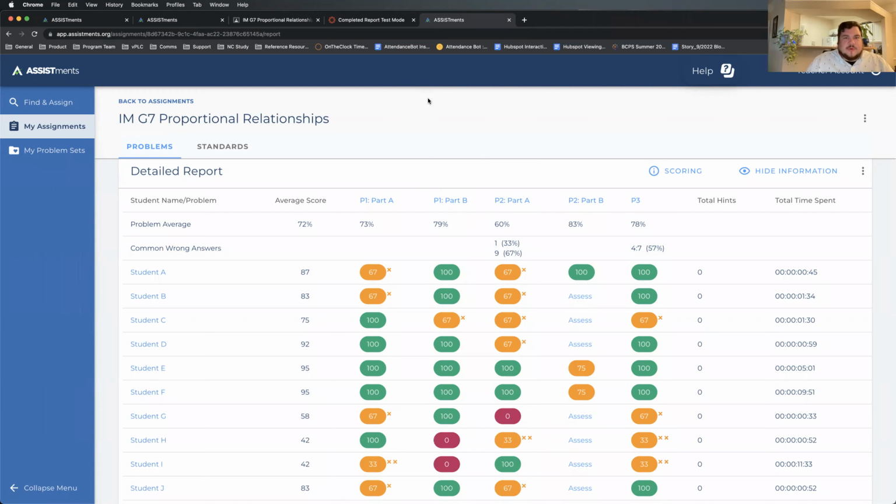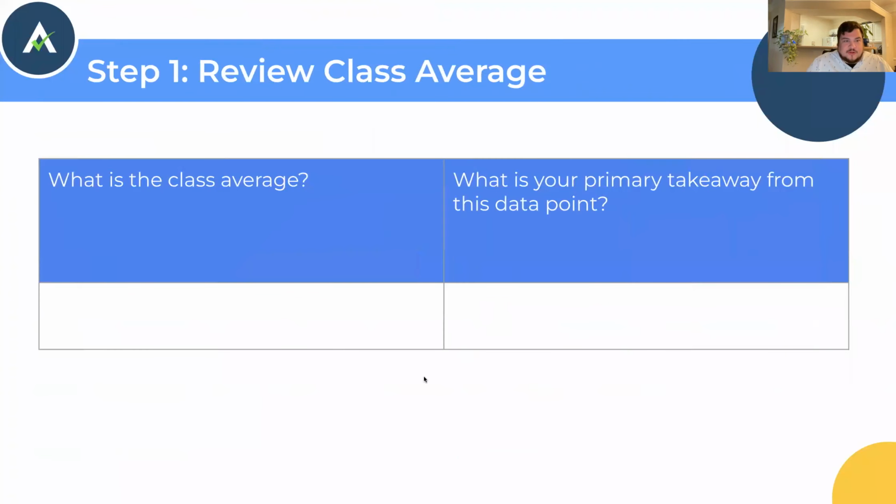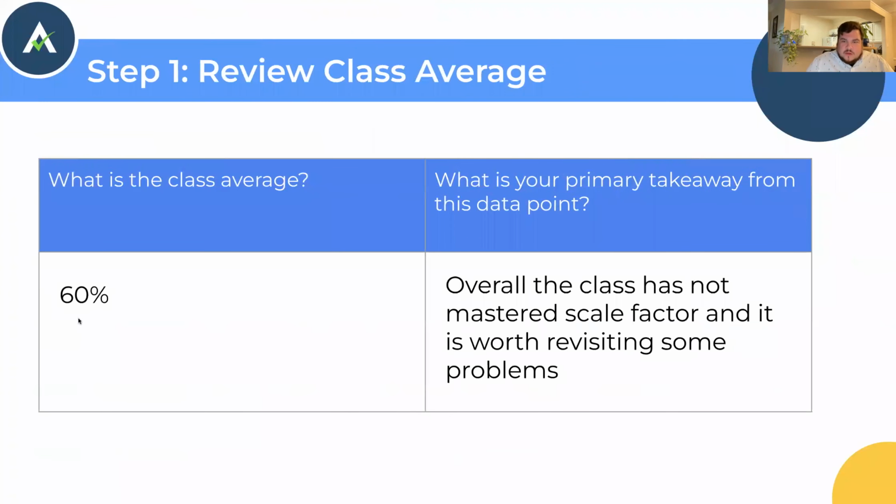So when I see a 72, I definitely think students are not quite there, but they're not super far off. We're not seeing an average score of 50 or 40 or 30 here, right? So maybe they just need some additional practice. And we're going to come back to problem 2, part A in just a moment. So that's super useful. Overall the class hasn't mastered the standard, and it's worth revisiting some of the problems.